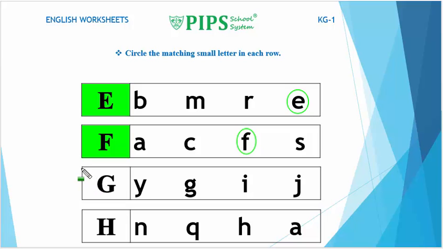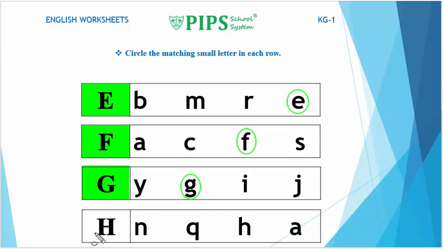The next letter is G. This is the capital letter G. Let's see where is the small letter G. Here is the small letter G. Now students, we will circle it.